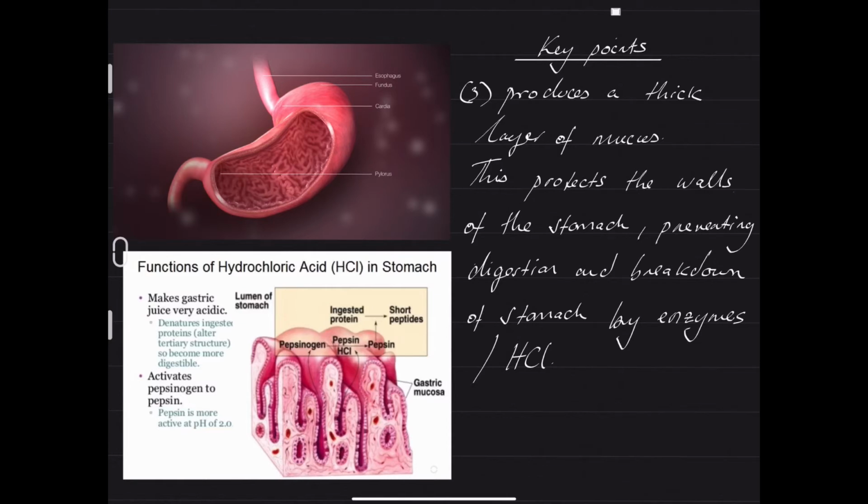So you need to be able to state that the stomach is adapted in one way by producing hydrochloric acid to provide the optimal condition for pepsin, the protease enzyme, to work. But at the same time, it's also producing mucus inside the stomach lining to prevent that acid from breaking down the stomach itself, and also as a protective measure against the pepsin enzyme.